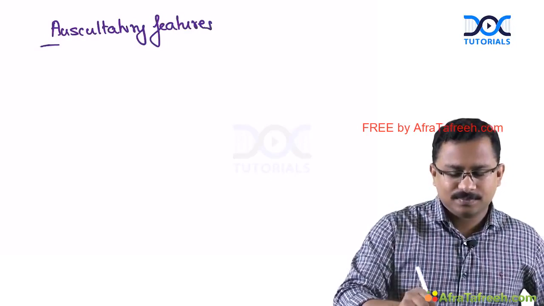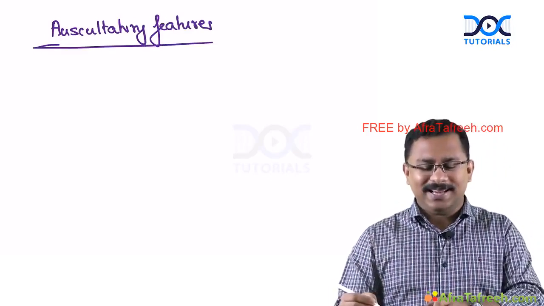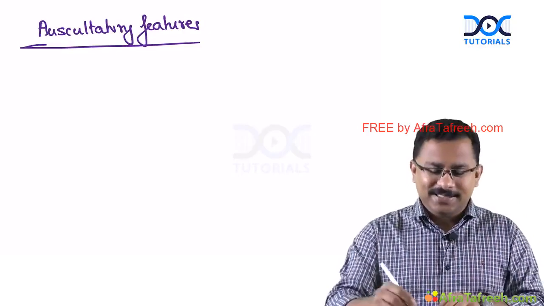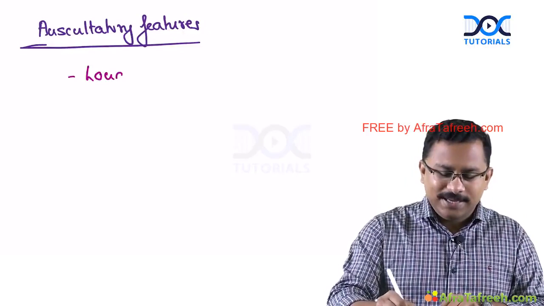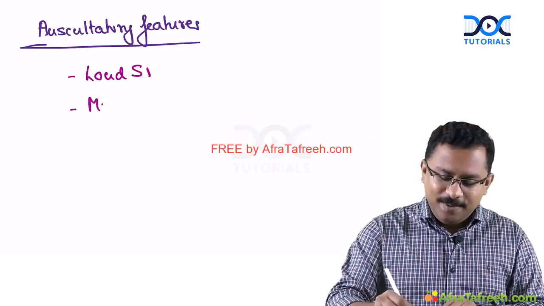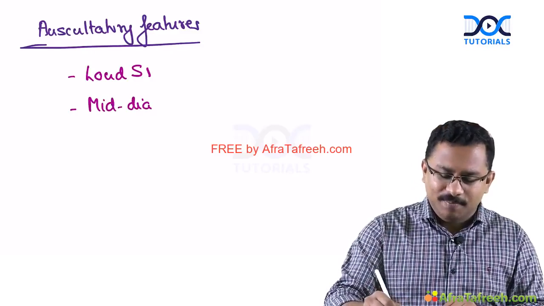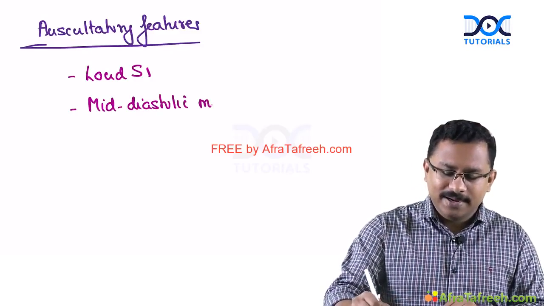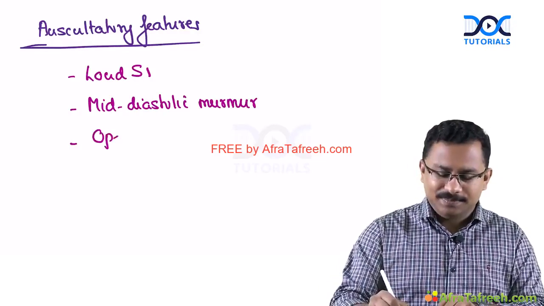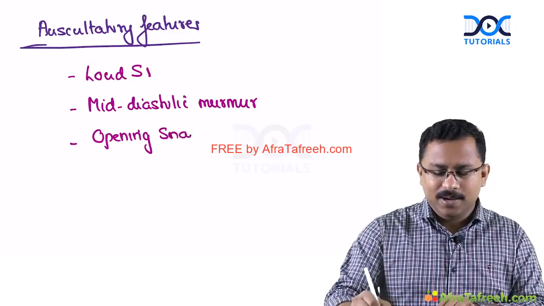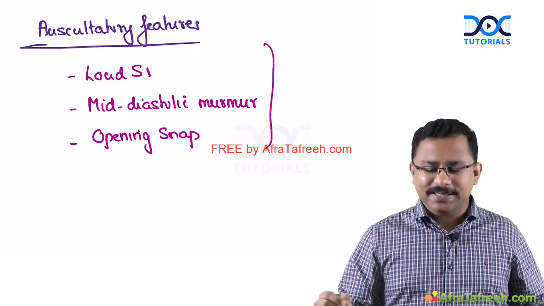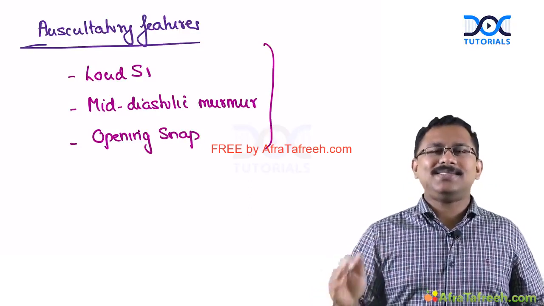Auscultatory features. It's very important to understand the auscultatory features of mitral stenosis. They include: one, a loud S1; second, a mid diastolic murmur; and number three, an opening snap. These are the important auscultatory features in case of mitral stenosis.